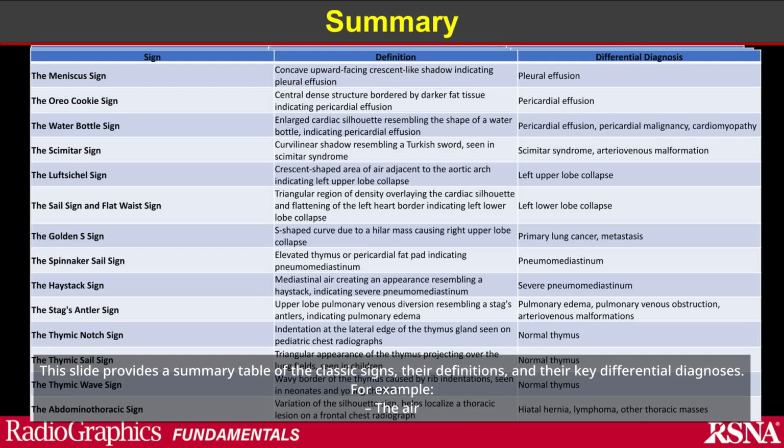The air crescent and monad signs point toward invasive fungal disease or aspergilloma. The silhouette sign helps localize disease by identifying lost anatomic borders. And the meniscus sign is a time-honored marker of pleural effusion. This summary table consolidates the many signs we have reviewed, serving as a quick reference guide for clinical practice.